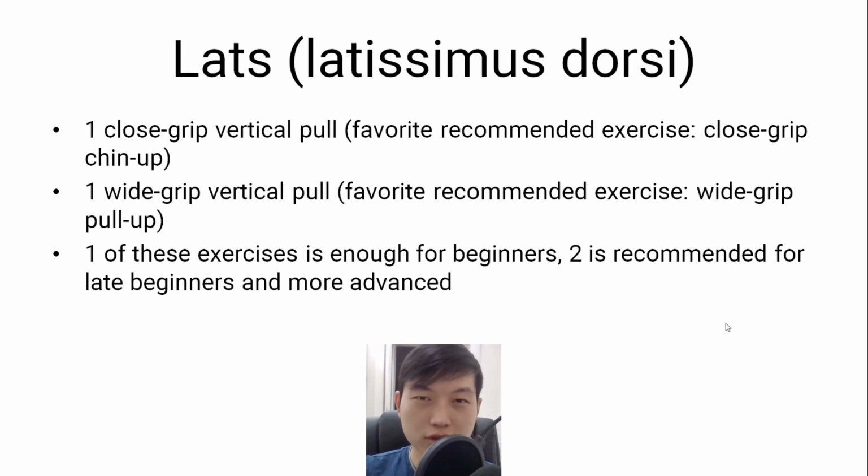You need one that is focused on shoulder extension, so a close grip vertical pull, and you need one that is focused on shoulder adduction, a wide grip vertical pull. And this will maximize your muscle growth if you have these 2. And my favorite recommended exercises are the close grip chin up for the close grip vertical pull and the wide grip pull up for the wide grip vertical pull.